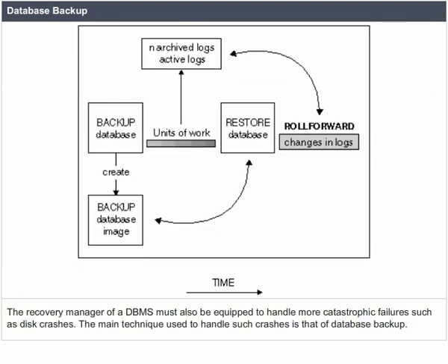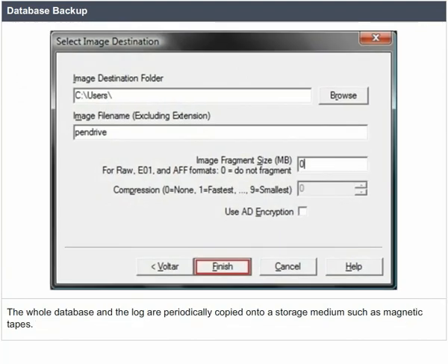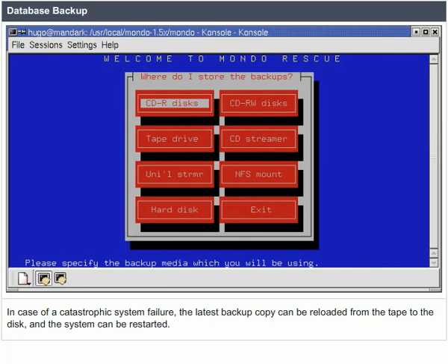Database backup. The Recovery Manager of a DBMS must also be equipped to handle catastrophic failures, such as disk crashes, several times. The main technique used to handle such crashes is that of database backup. The whole database and the log are periodically copied onto a storage medium, such as magnetic tapes. In case of a catastrophic system failure, the latest backup copy can be reloaded from the tape to the disk and the system can be restarted.